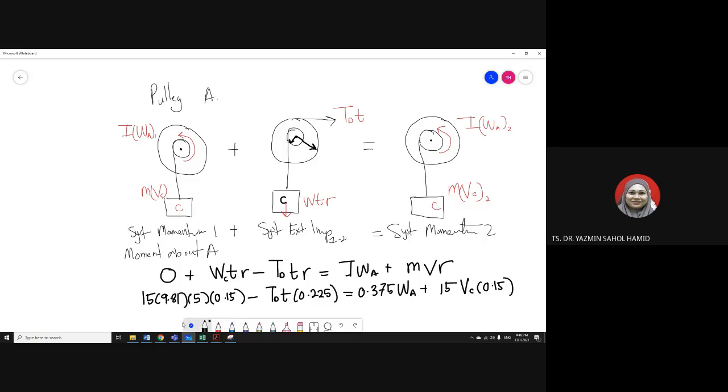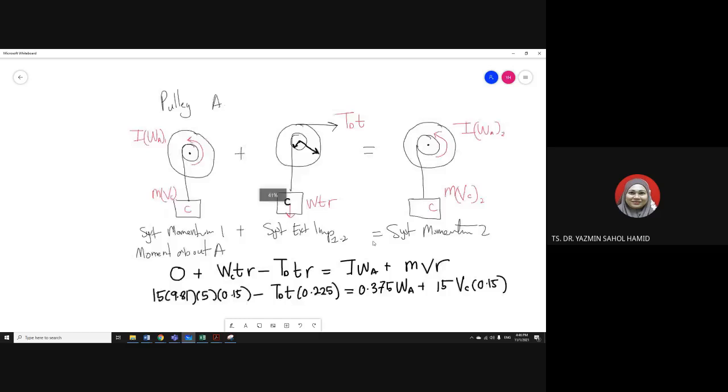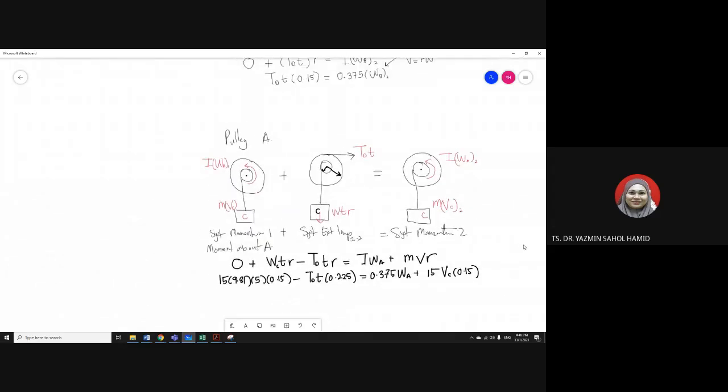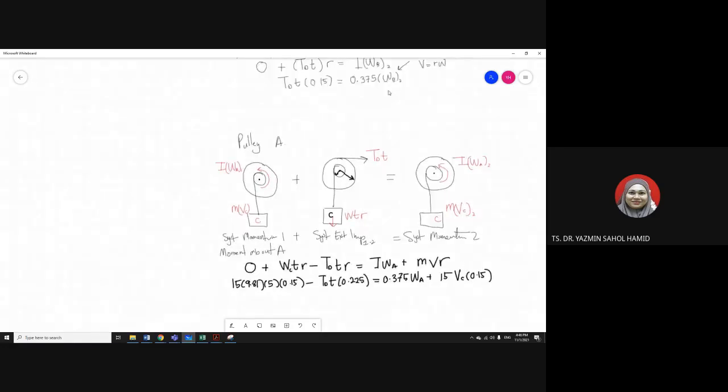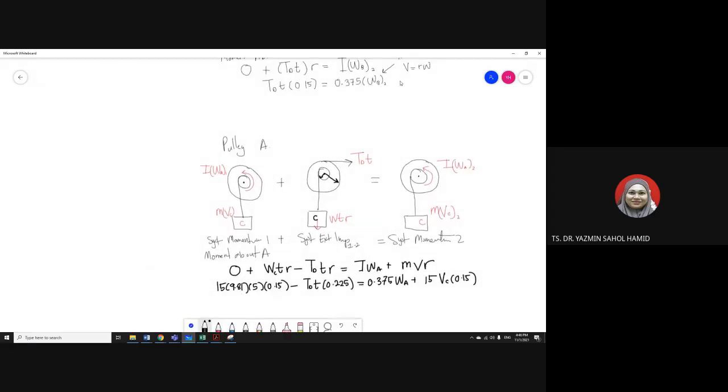Now again, the R for block C is the inner radius. If you notice, for these two, what we need to do is simplify the first equation and the second equation. What we need to do is find omega A and omega B. Remember, to find omega you are going to use the formula V equals R omega. So find omega A first, which will be V divided by R.